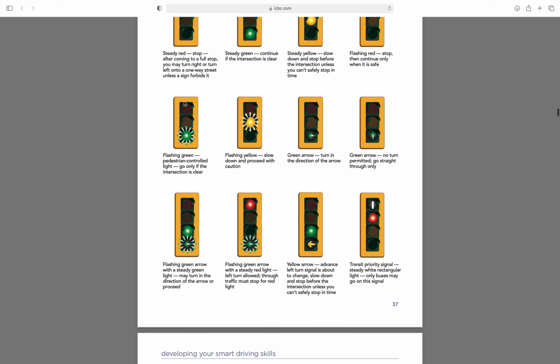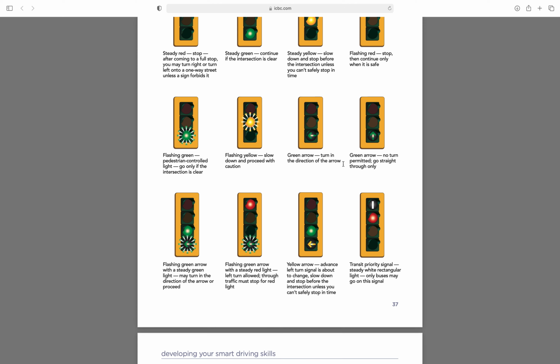Flashing green. So you'll see these lights where they just flash green until someone walks up and presses the button. So you're free to go with a flashing green. When it's flashing yellow, sometimes they'll put this up if there have been accidents in that area and you need to slow down and proceed with caution.